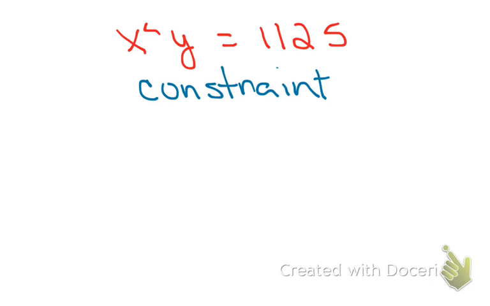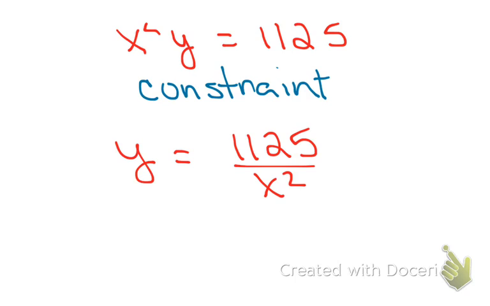Now this x squared y equals 1125 is going to be our constraint equation. This is the equation that lets us know that no matter what we do, we have to maintain dimensions so that we have the same cubic feet for the volume. If I use that constraint equation, I can then solve for one of the variables, and I'm solving for y here. So y is equal to 1125 divided by x squared.